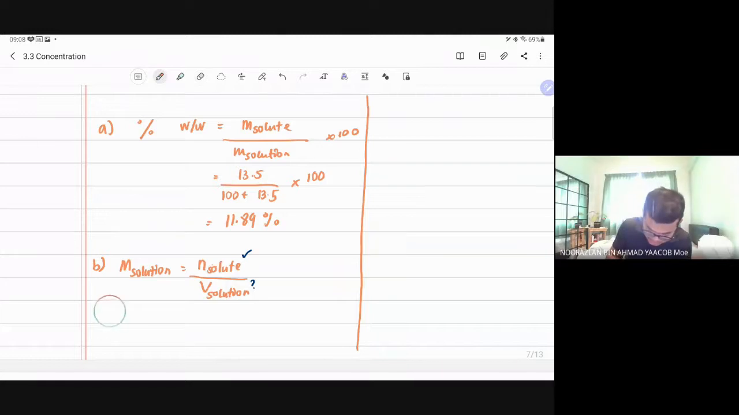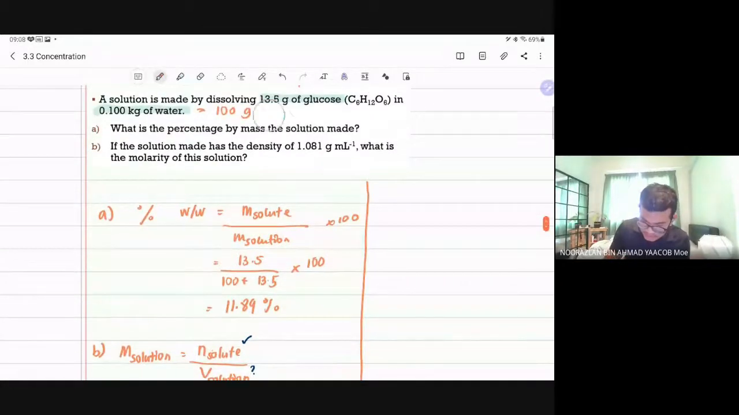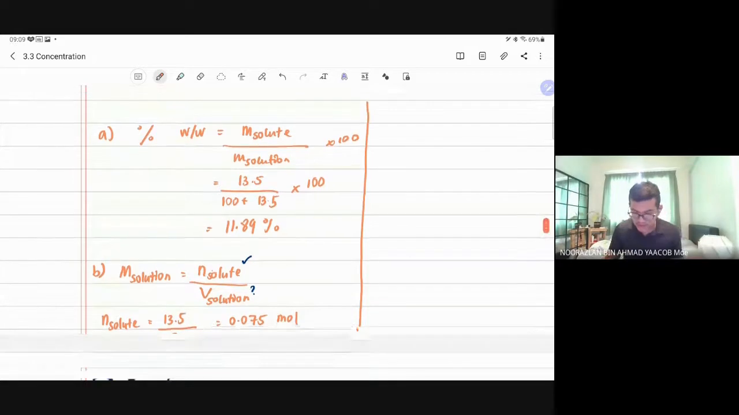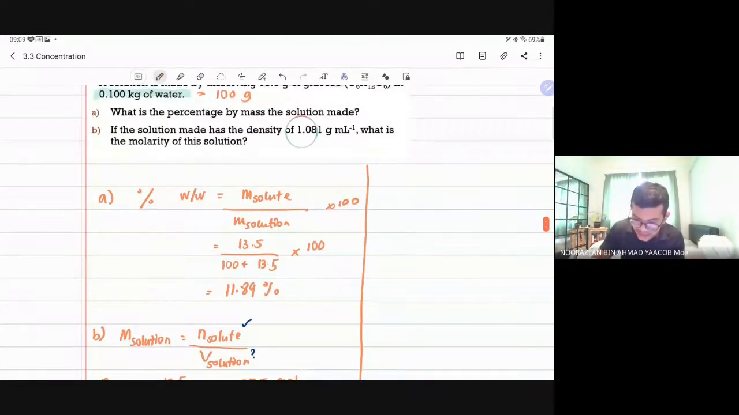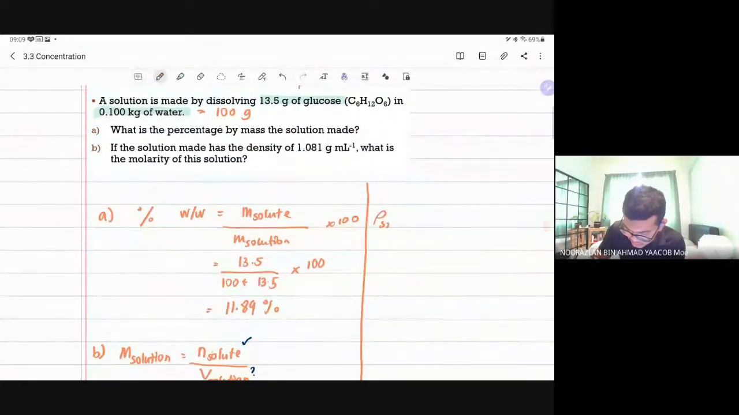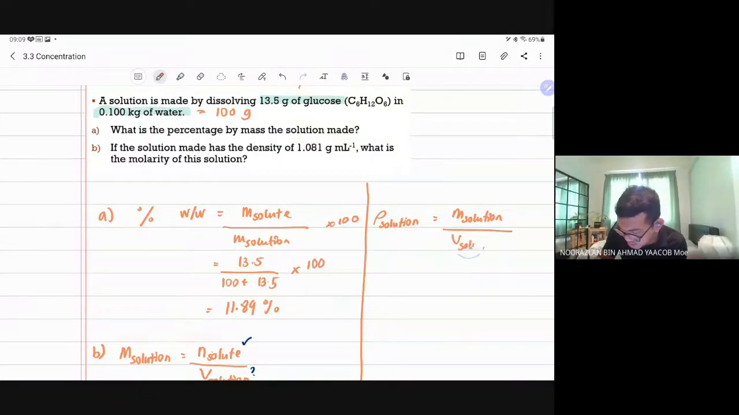Balik, kita cari satu-satu. Number of mole of solid sama dengan 13.5 bagi 180 sama dengan 0.075 mol. Now, kita nak cari volume of solution. Kita ada density. Kita ada mass of solution. So, density of solution sama dengan mass of solution bagi volume of solution. Ini kita tak ada, ini kita ada, ini kita ada.